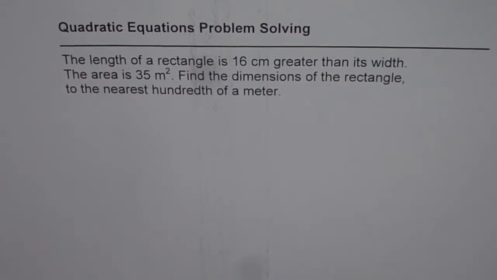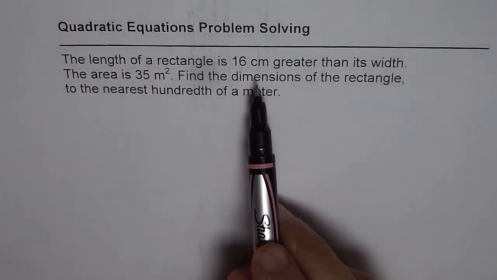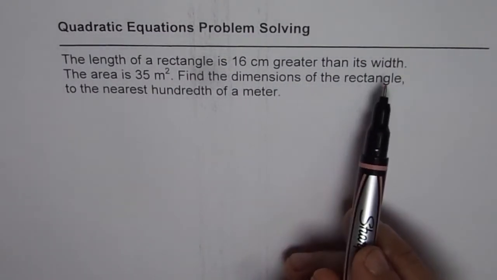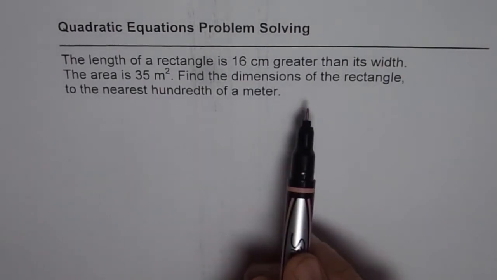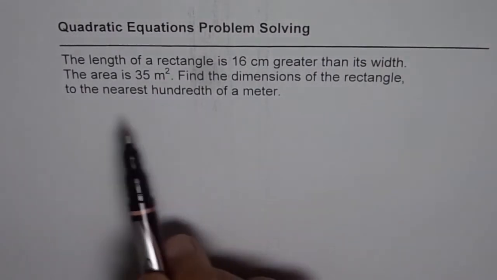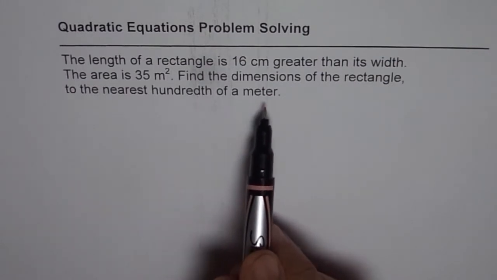I'm Anil Kumar, and in these set of videos we are trying to understand how to do problem solving using quadratic equations. The question here is, the length of a rectangle is 16 centimeters greater than its width. The area is 35 meters square. Find the dimensions of the rectangle to the nearest hundredth of a meter.